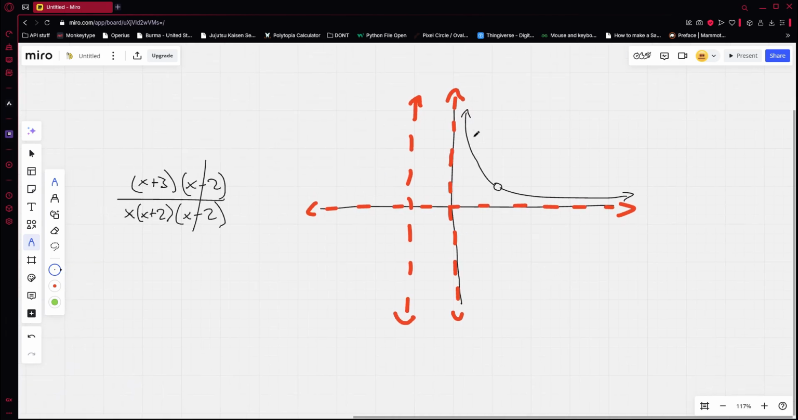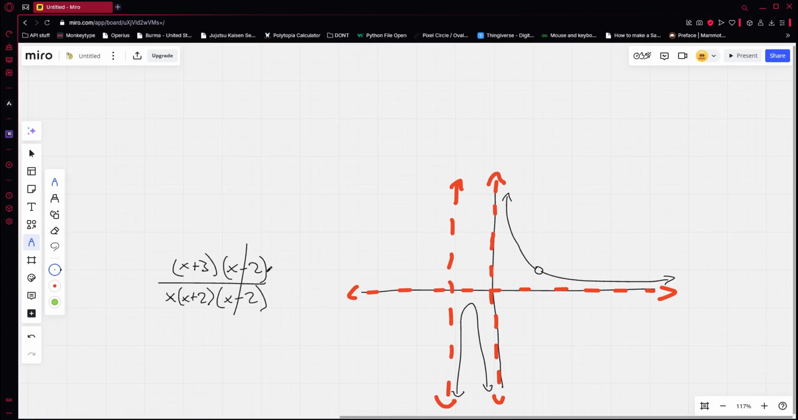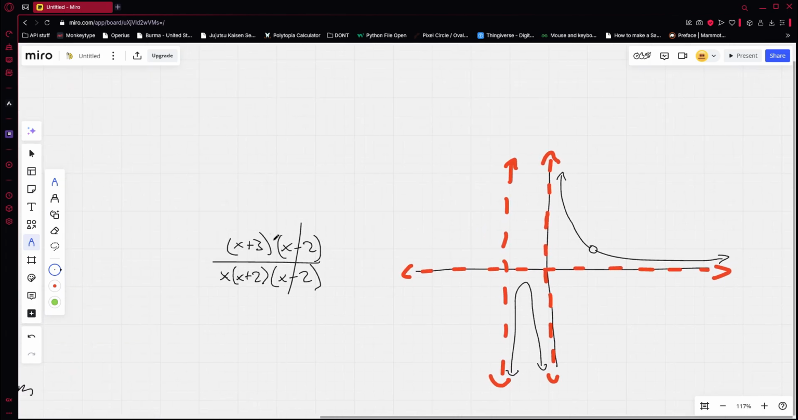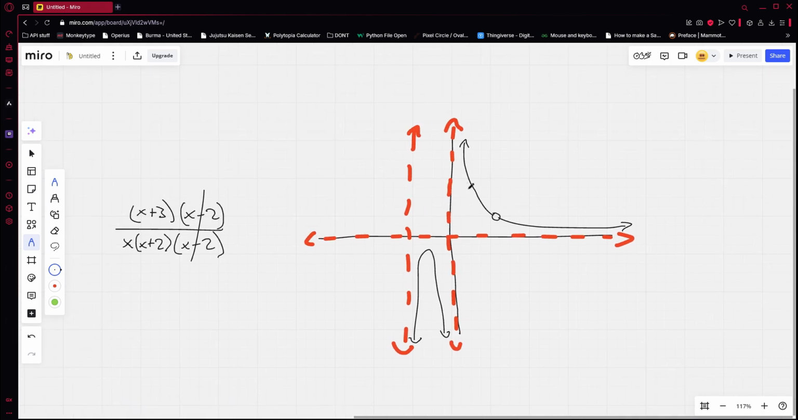Well, you just plug in a test value over here, but 10 times out of 10, it's just going to flip. It's just going to go like that. And then it's going to flip again. Because keep in mind, these are all multiplicity 1. And remember, when you go across an area that's multiplicity 1, you flip the sign.